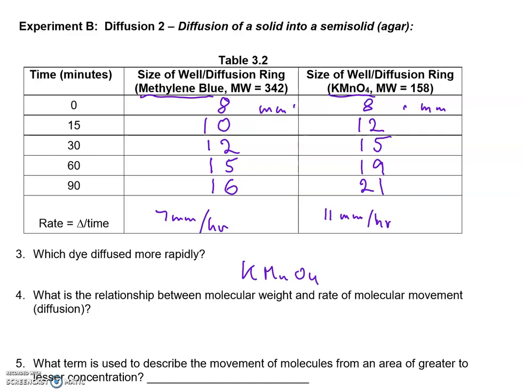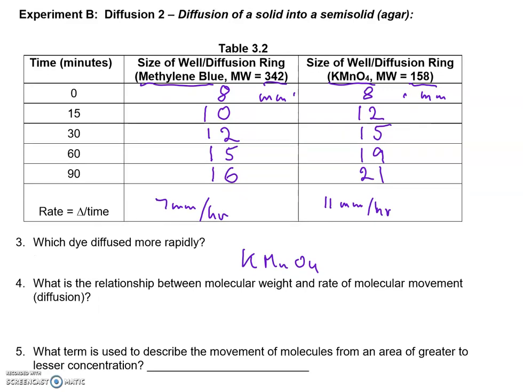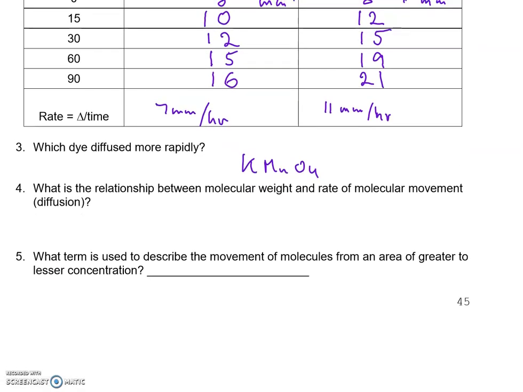And what's the relationship between molecular weight and the rate of molecular movement? You can see the molecular weight here for potassium permanganate is 158, and for methylene blue is 342. So the relationship is that the higher the molecular weight, the slower the rate of molecular movement, or diffusion, is. Conversely, the smaller the molecular weight, the higher the rate of molecular movement, or diffusion, would be in this case. What term is used to describe the movement of molecules from an area of greater to an area of lesser concentration? And that term is diffusion.